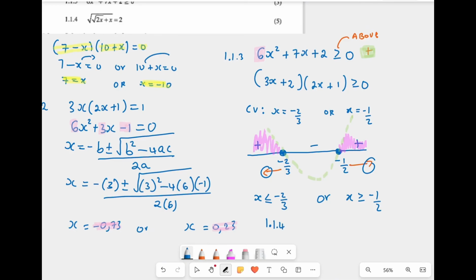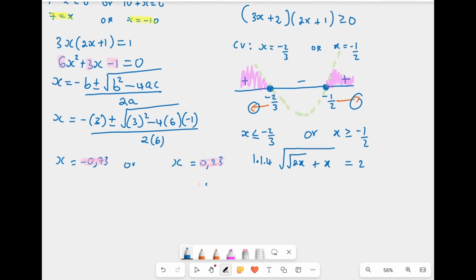1.1.4. Here we are given a square root, and under the square root there is another square root, and then we have 2x here, and then plus x is equal to 2. Now, since we have a square root, number one, we need to get rid of this square root. So we need to square on both sides. Now, if I square on both sides, I'm going to remain with the square root of 2x plus x, because this square root will go away.